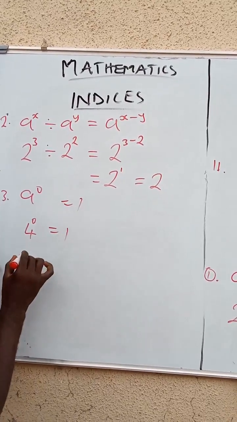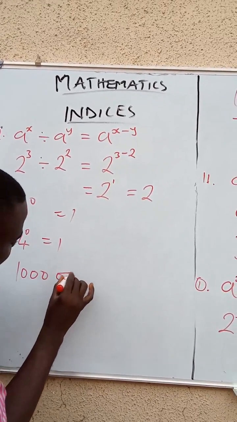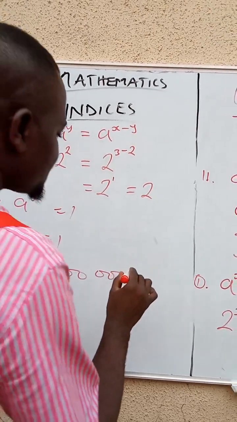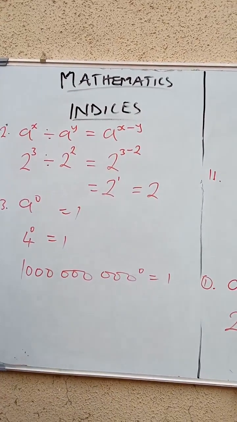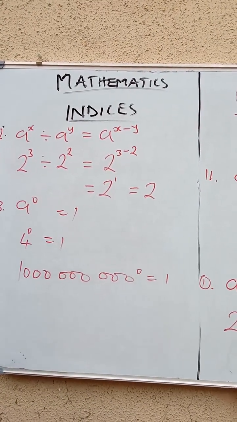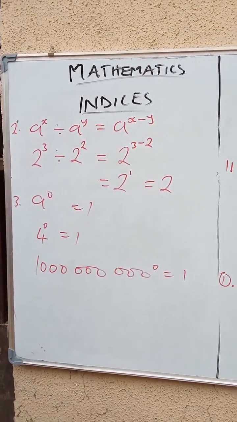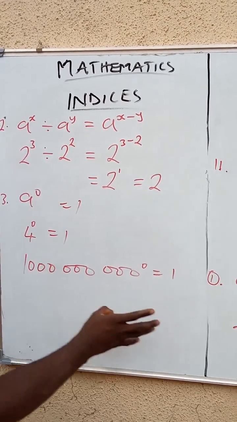In the same vein, 1 billion raised to the power of 0 is 1. So anything raised to the power of 0 is 1. That's what I'm here to tell you. We are still doing other bigger examples, but just take this basic.